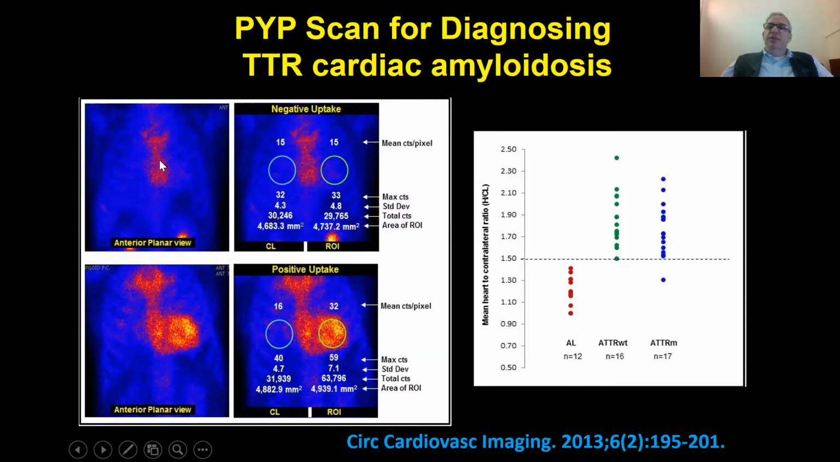This is your sternal plate here, and there's no uptake you can see anywhere near where the heart is. And I don't think you have to be a heart doctor to see here in this patient, there's uptake right where the heart is in the left chest, and there's none on the other side. And we can use this to make the diagnosis non-invasively in many patients.